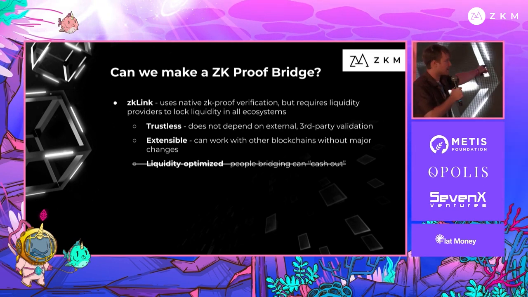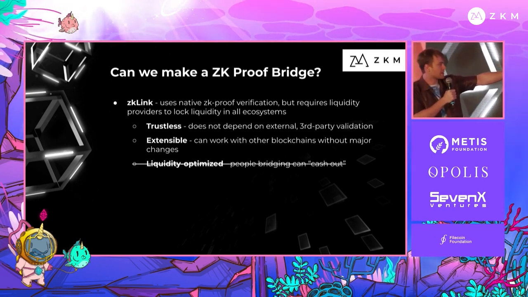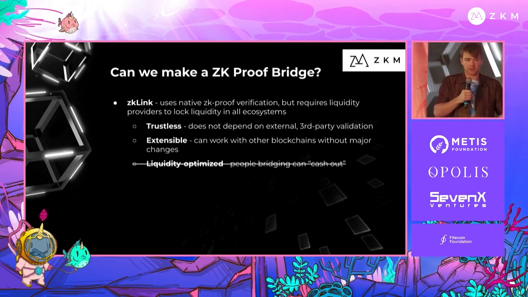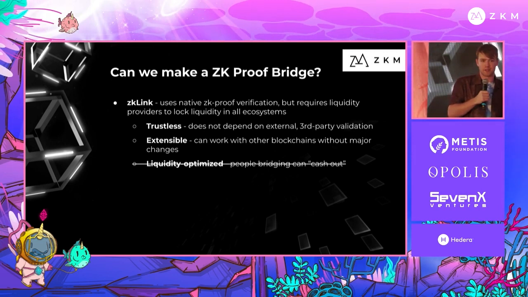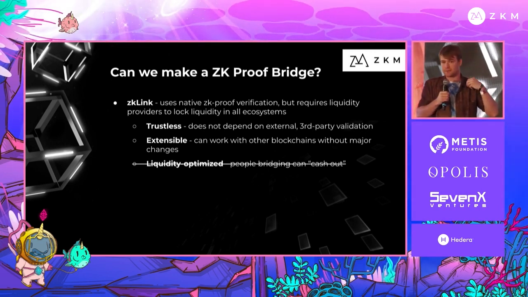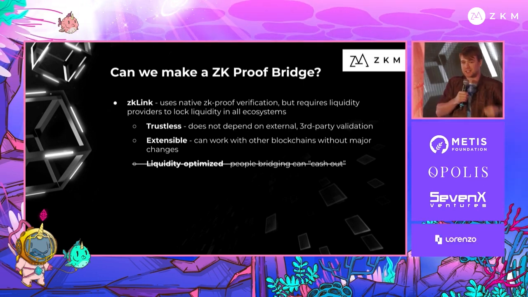The next one is ZK Link. We're using native ZK proof verification, but there are liquidity assumptions. It's not liquidity optimized. What do I mean by liquidity optimized? It means that if I deposit my 100 USDT, I will get 100 USDT on the other chain guaranteed.